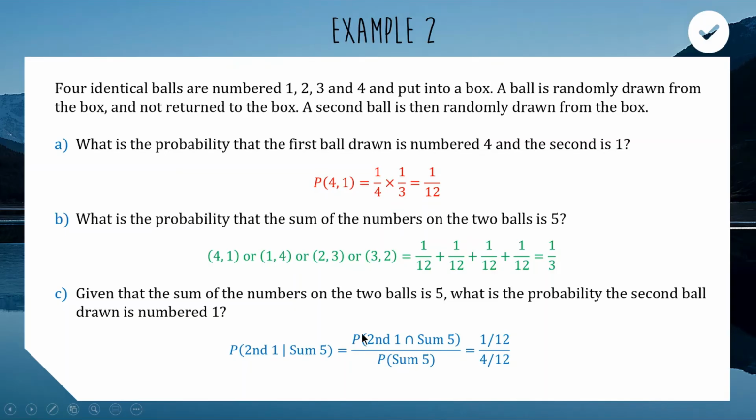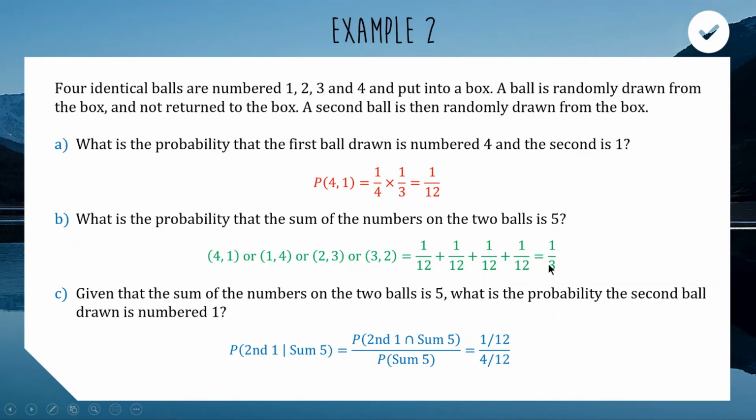All right, so the probability of having a sum of 5 and the second ball being a 1, that's this one right here. That was our 1 in 12 probability. Okay, a 4 and a 1, 1 in 12 for that. And then the probability that we get a sum of 5, we just calculated in part B. The probability of having a sum of 5 we got was 1 in 3.